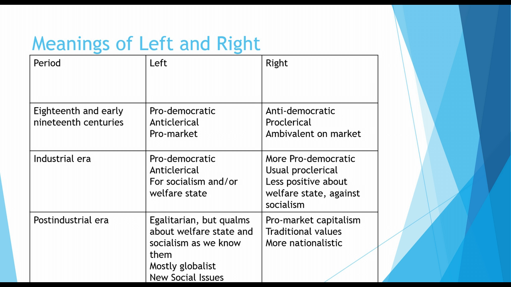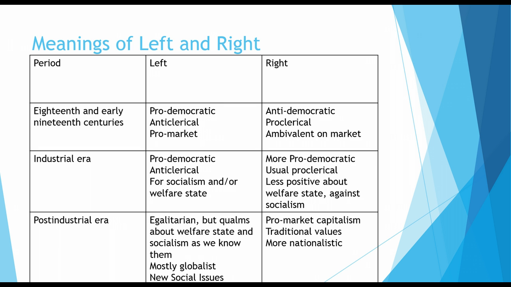Somebody on the right was considered to be anti-democratic, so somebody who subscribed more to communist or socialist ideals, somebody that was more pro-clerical, and somebody who was ambivalent on the market, and they didn't really know which way that should go. But as we move into the industrial era, we start to see a little bit of a shift.